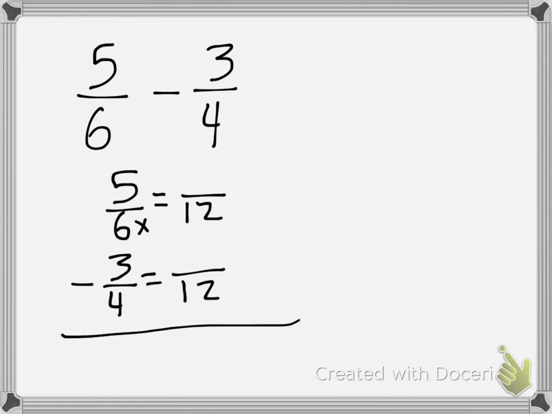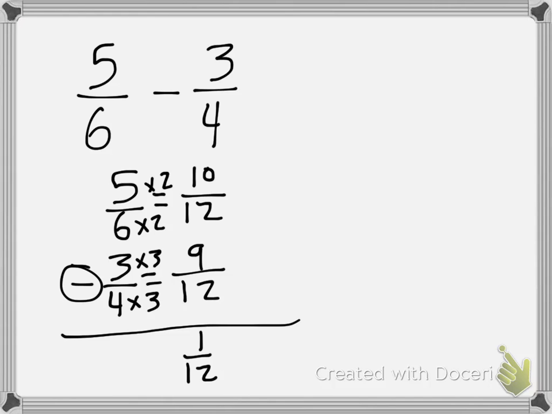So how did I get it from 6? I multiplied by 2. So this is going to be 10, because 5 times 2 is 10. I multiplied this by 3, so I'm going to multiply the top by 3, and I'm going to get 9. Now when I subtract, because it's a subtraction problem, 10 minus 9 is going to give me 1/12.